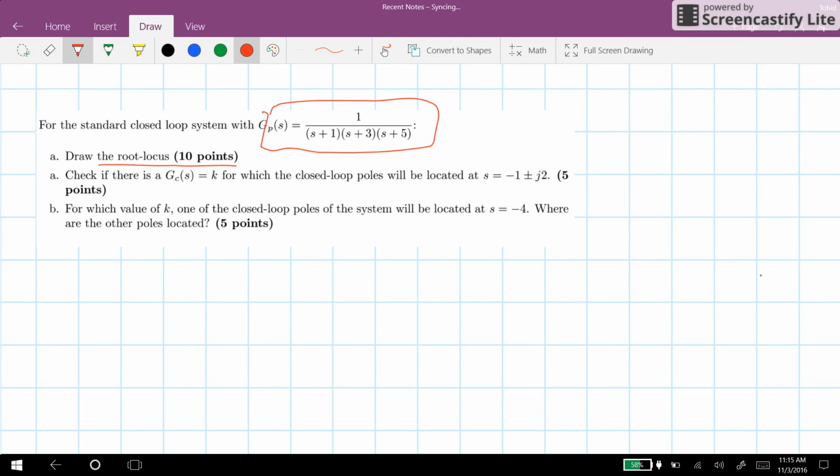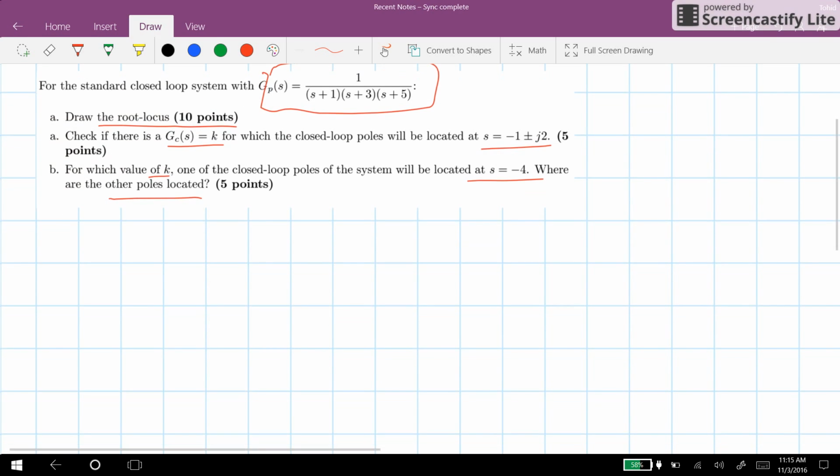Then we need to check if there is such a K for which the closed-loop poles of the system will be located at -1 ± j2. And as the third point, we need to find out for which value of K one of the closed-loop poles of the system will be located at -4, and then determine the location of the other poles of the system. So let's start with the first point, drawing the root locus for the system.